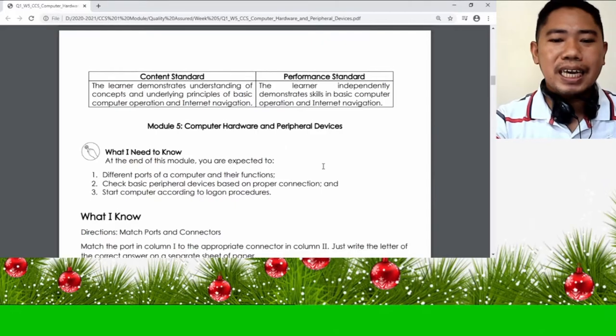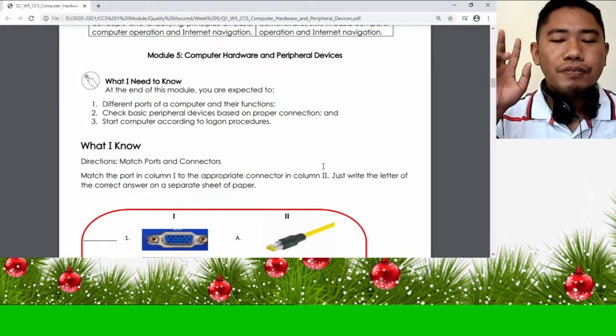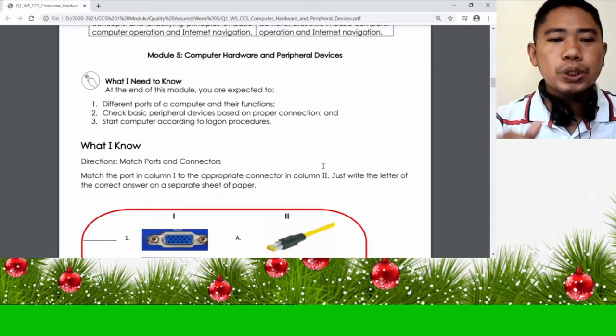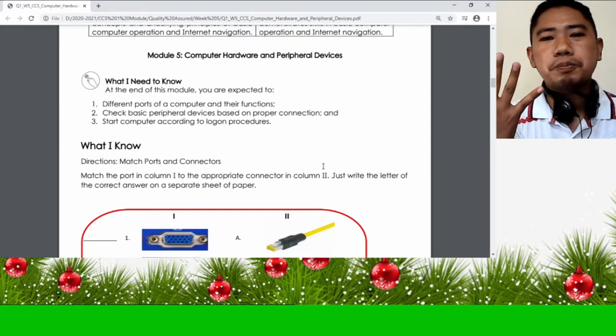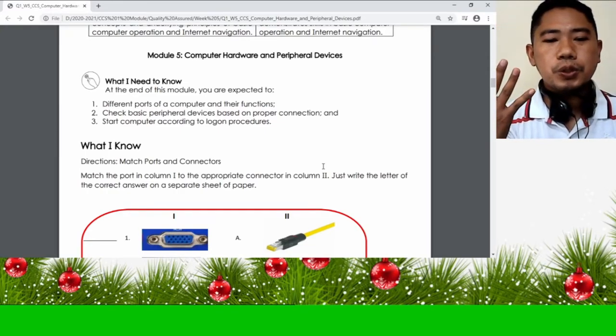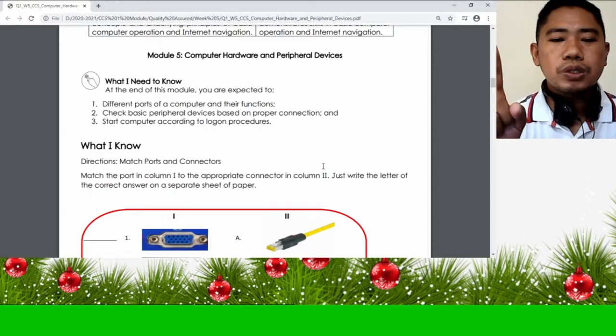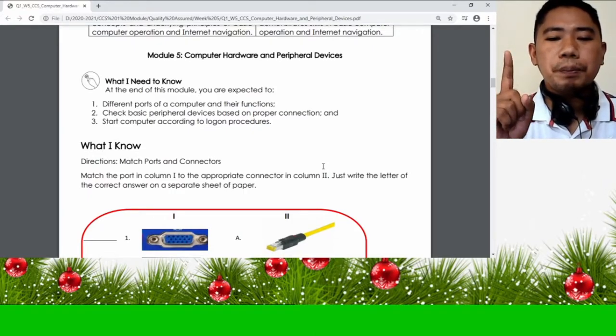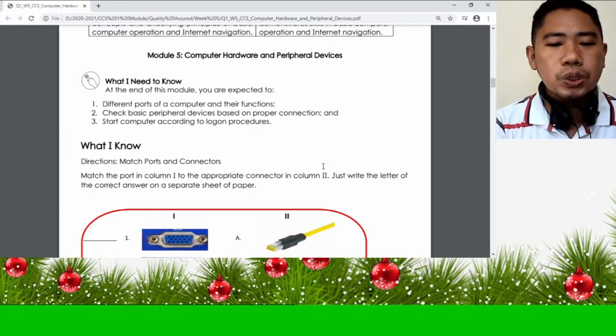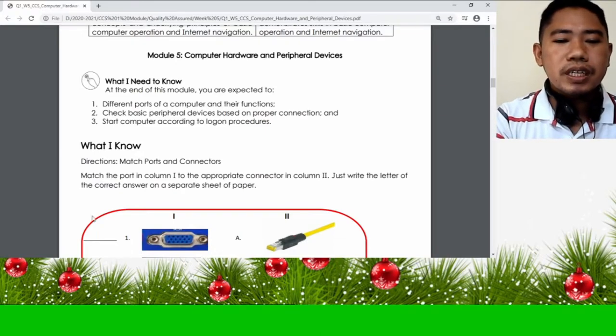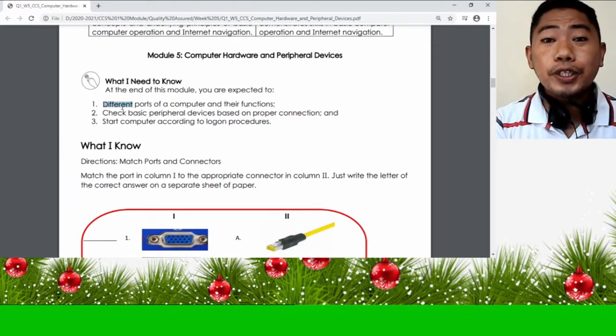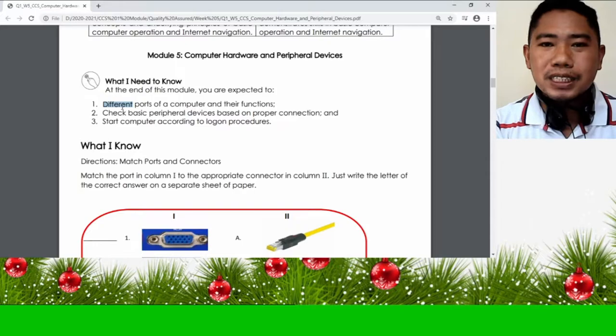For this module, for modular or blended students, there are three things that you're expected to learn. Number one, you're expected to know the different ports of a computer and their functions. Not parts, but ports. Ports and parts are different.